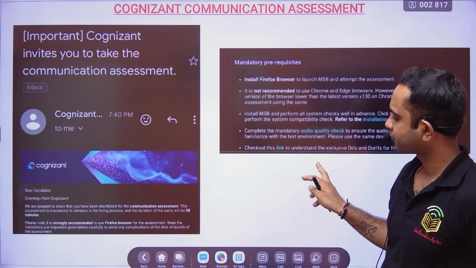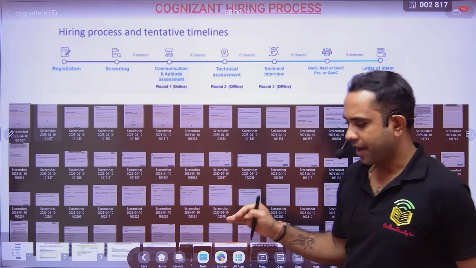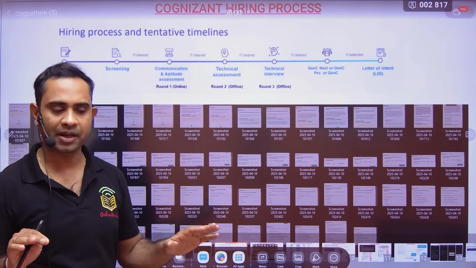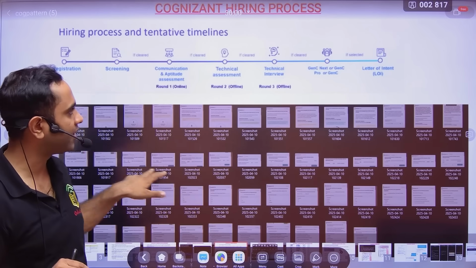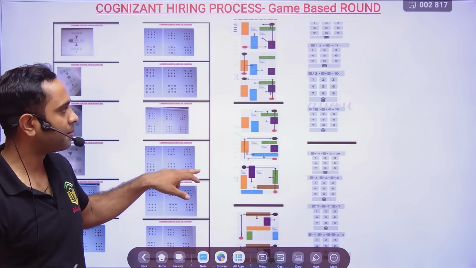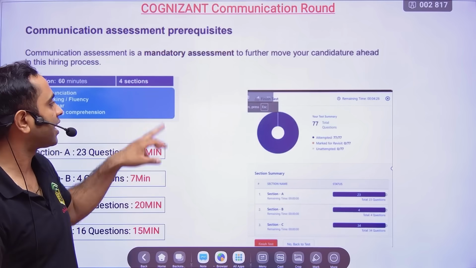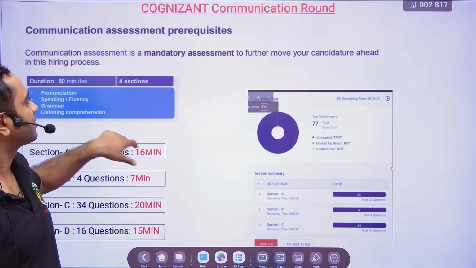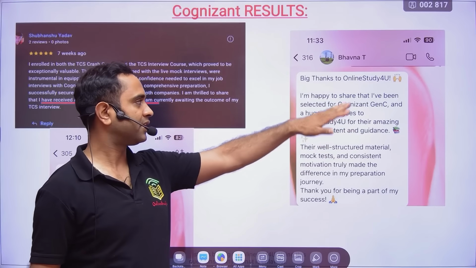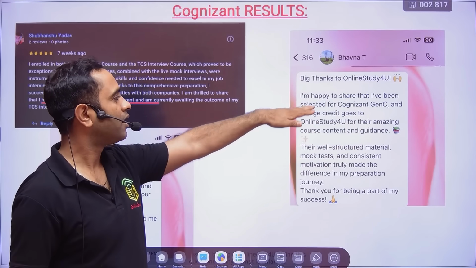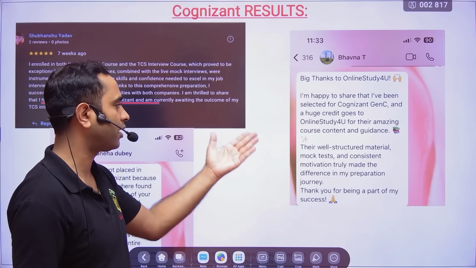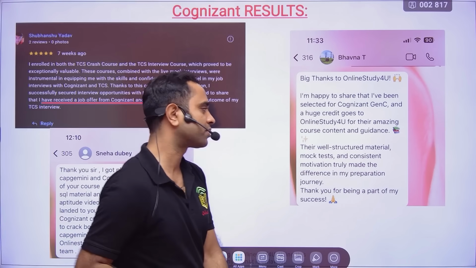Okay, fine. Friends, as I told you earlier, now also I am telling: it is very, very important to solve the previous year problems. For every round, like the communication round, then the aptitude round, then the game based round, your SQL coding rounds, right? And this is how your communication round will be happening. And once again, I wanted to tell you, friends, this is by the students only, Bhavna: I'm happy to say that I have been selected for Cognizant GenC, and a huge credit goes to Online Study for You for their amazing course, content and guidance.